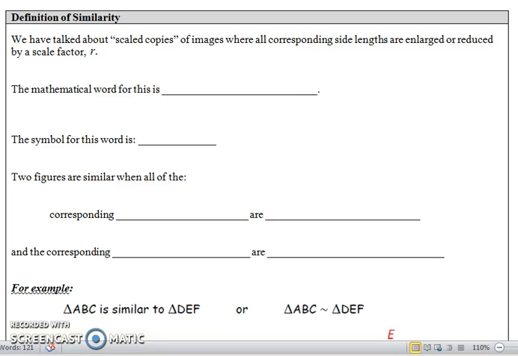In this video, I want to talk about the definition of something called similarity. And similarity has a lot to do with what we've been talking about lately in terms of scaled copies. So the first sentence reads that we have been talking about scaled copies of images where all of the corresponding side lengths are enlarged or reduced by a certain scale factor, and we use the variable r. So the actual mathematical word that is used for this is the word similar.